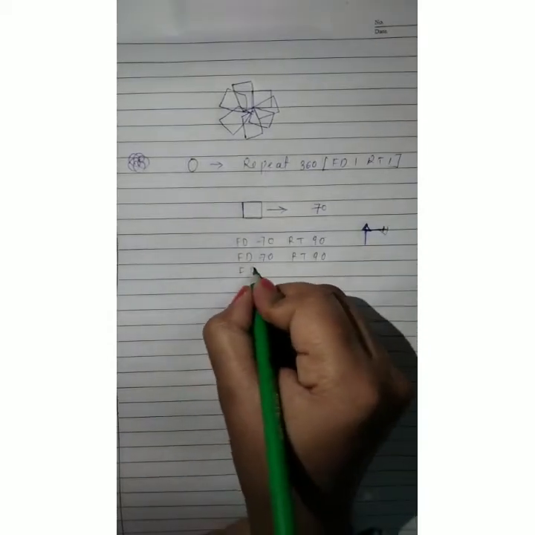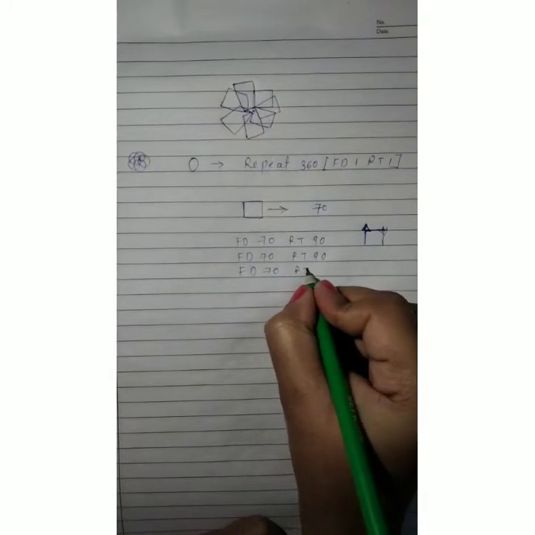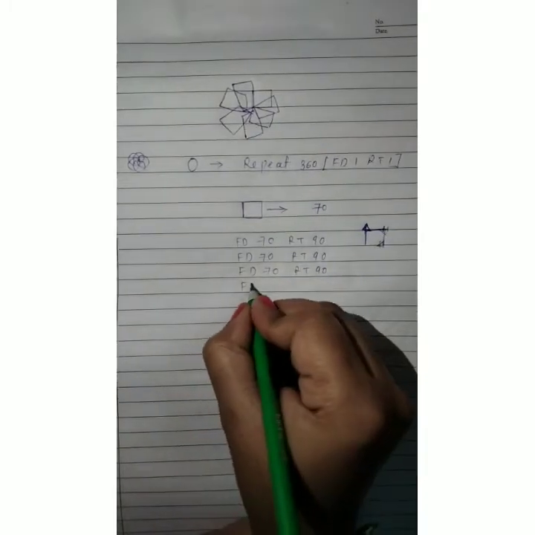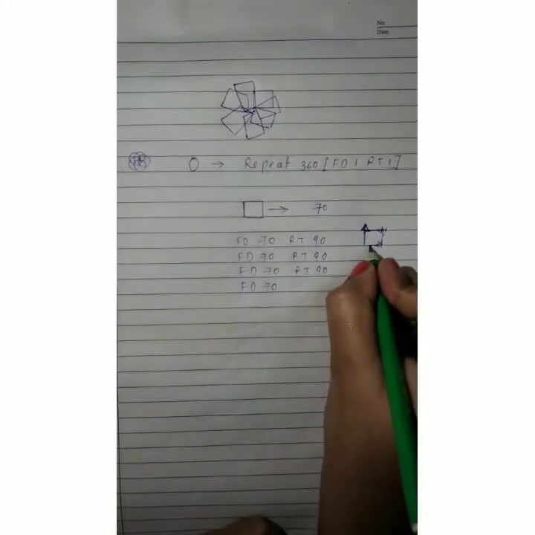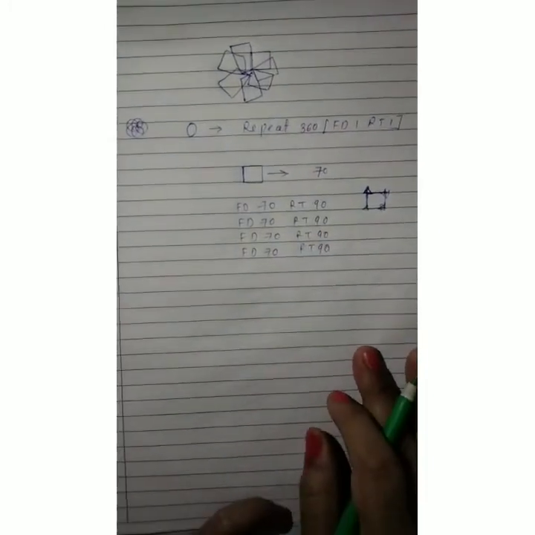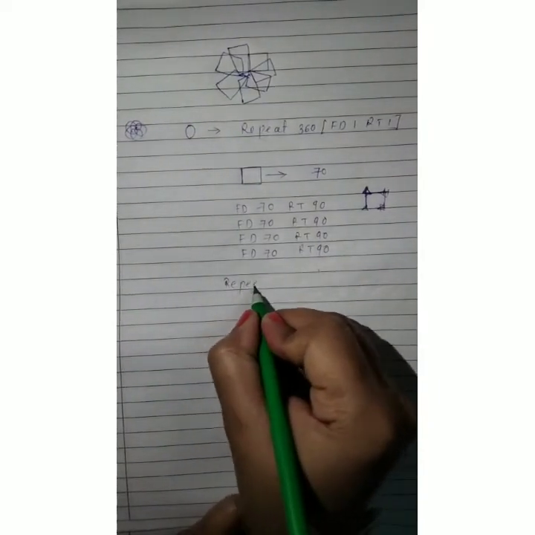Again the same steps: to move in the same direction, FD 70, RT 90. Again, FD 70, and to take a turn, RT 90. Instead of writing the same step again and again, we can use the repeat command.